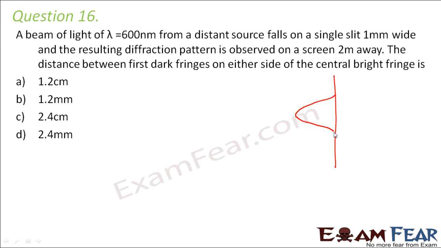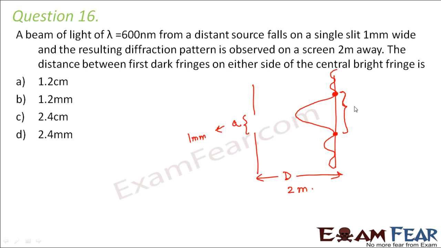The diffraction pattern always has a central maxima followed by the secondary maxima and minima on either side. Now in this case, the width of the slit, which is a, is given as 1 millimeter, and it also says that the screen is located at a distance of 2 meters from the slit. So we have to find out the distance between the first dark fringes on either side of the central bright fringe. This is the first dark fringe on this side, and this is the first dark fringe on this side. So we basically need to find out this distance.